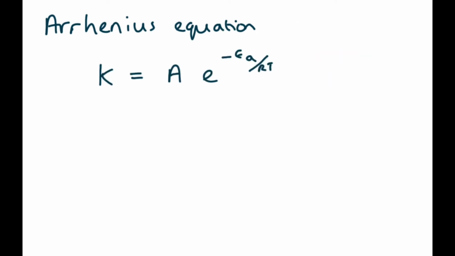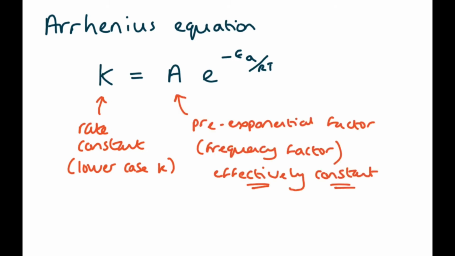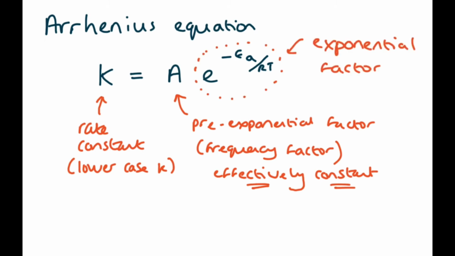And there it is. And you've got your rate constant, which, my handwriting is not very good, is meant to be a lowercase k. You've got the pre-exponential factor or the frequency factor, and that is effectively constant. And then you've got the part of the equation called the exponential factor.